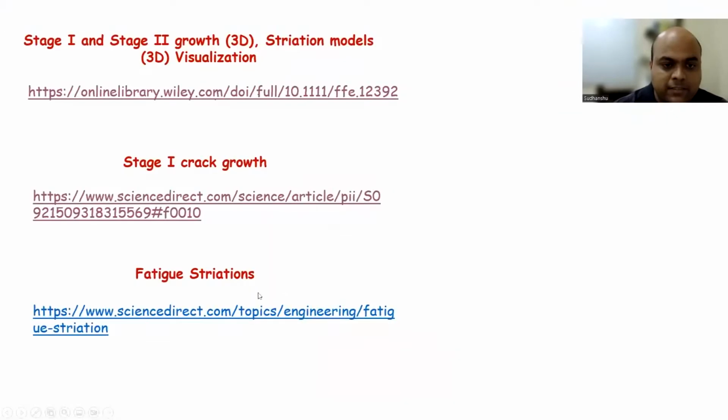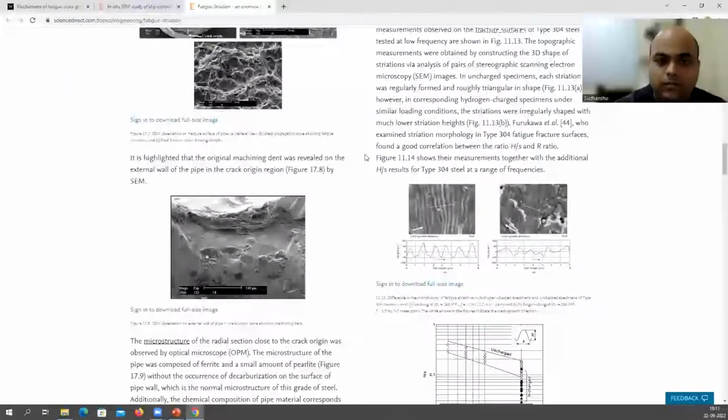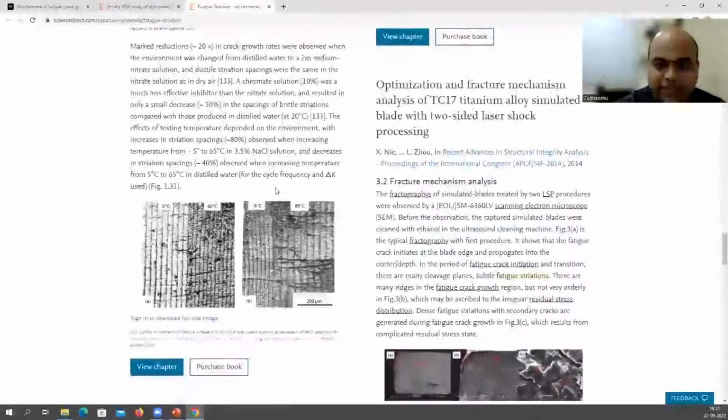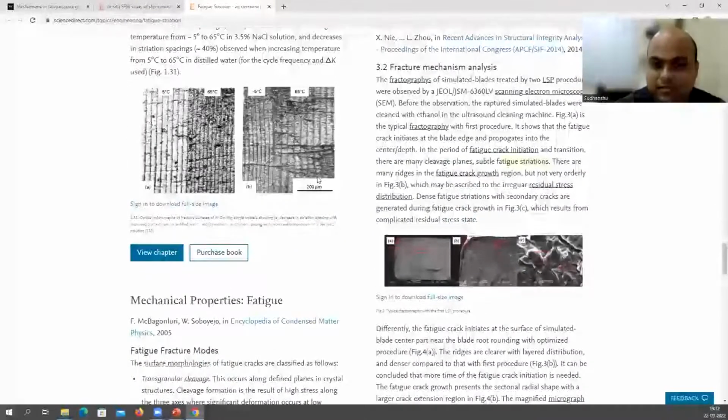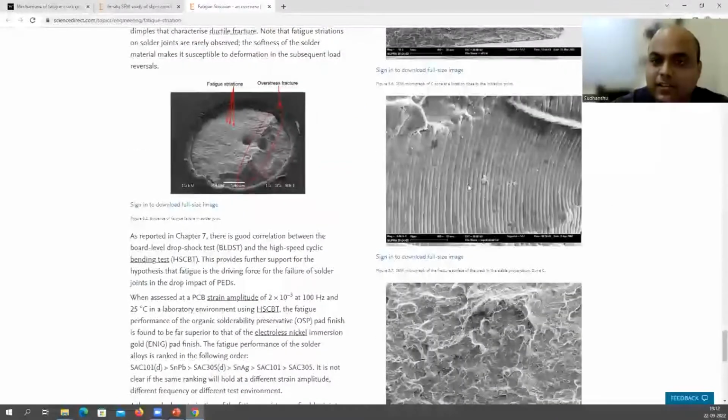Now let's go to the third one: fatigue striations. These are your striations. This is one of the images. I have a better image here. These are also striations. This is what I wanted to show. On the right side, these are your striations, and see the scale bar, 10 micron. This whole length is 10 micron. These are very, very fine ridges on the surface, and each will correspond to one cycle.